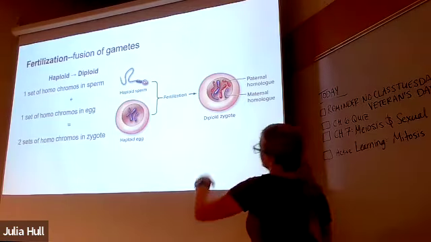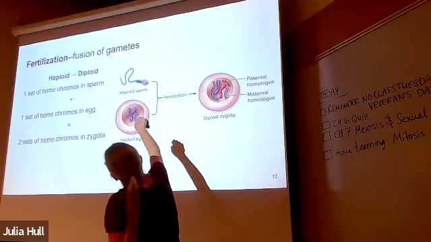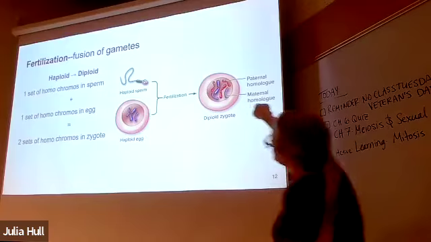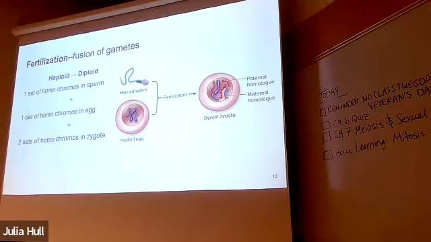As we already alluded to, fertilization, the technical definition is the fusion of gametes. We've got one set of chromosomes in the sperm, one set of chromosomes in the egg. When those two cells fuse, we are going to end up with that diploid zygote.